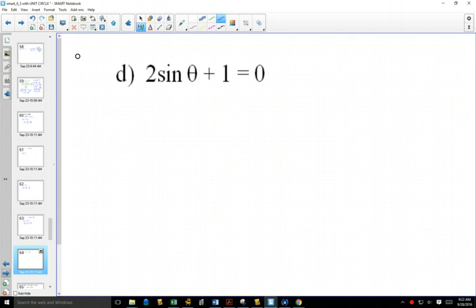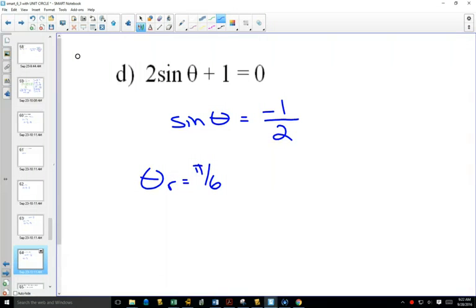And sometimes you'll have to do a little bit of work to get sine by itself. In this one, can you see that you could get sine by itself by subtracting 1 and then dividing by 2 on both sides? Do we have that on our unit circle? Yes. So our reference angle, that's part of the pi over 6 family. And because it's negative, quadrant 3 and quadrant 4.